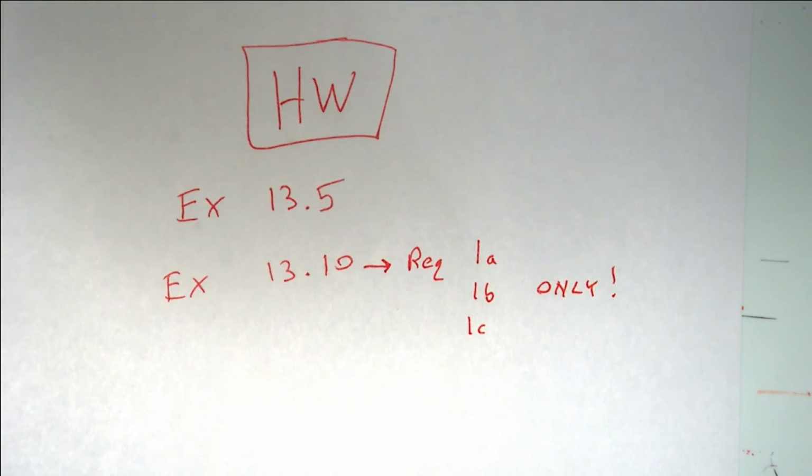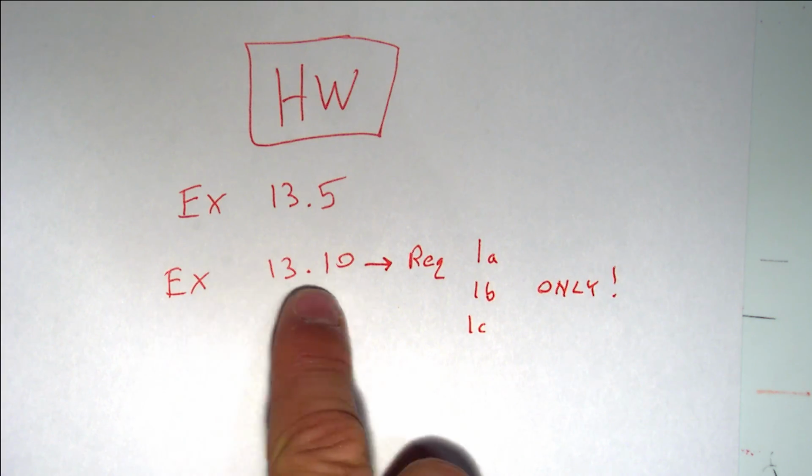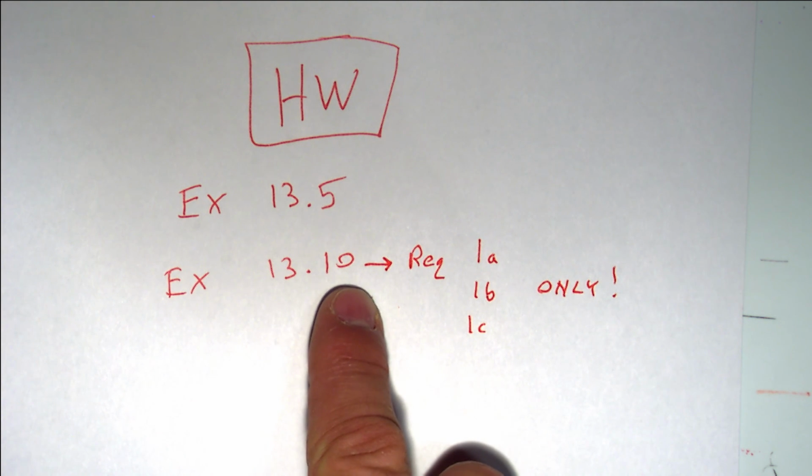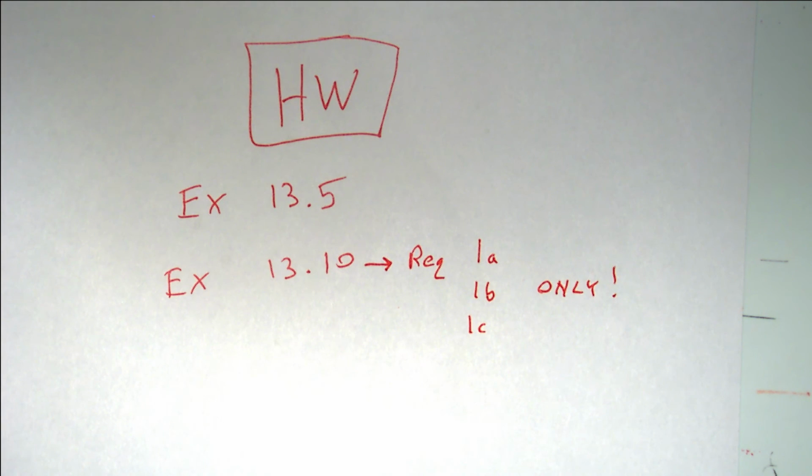All right? There's a good chance we'll start chapter 15 next time, so you'll want to get those chapter 15 PowerPoints. Note that we're not going on to chapter 14 at this time. We're going to chapter 15, okay? So the homework I want you to do is exercise 13.5, and I want you to do exercise 13.10, but you only need to do requirement 1A, 1B, and 1C. All right? Okay, thanks a lot, guys.